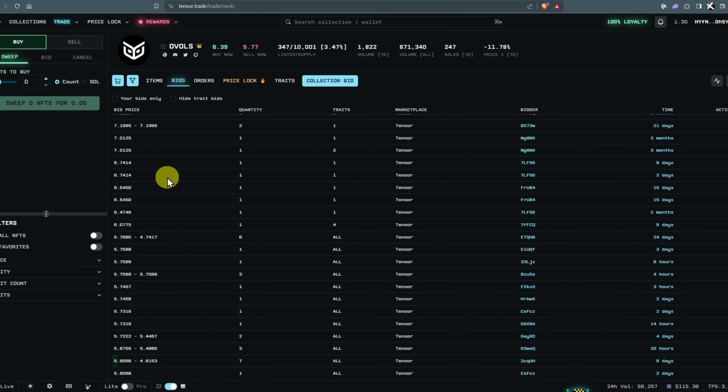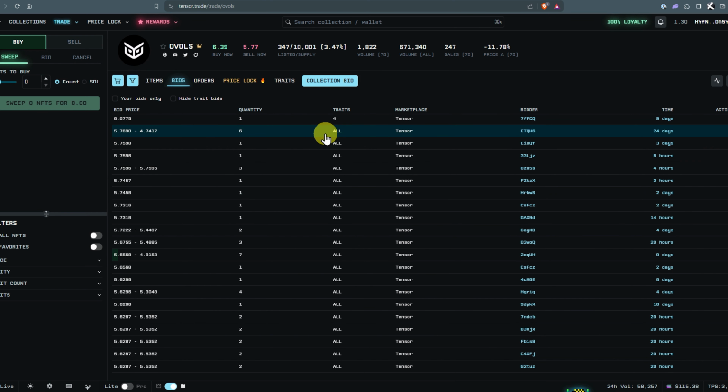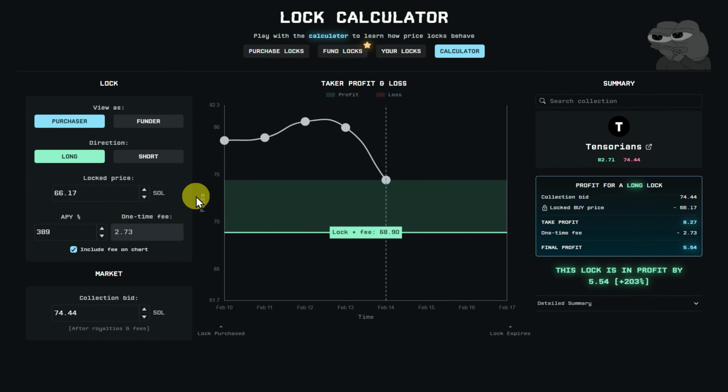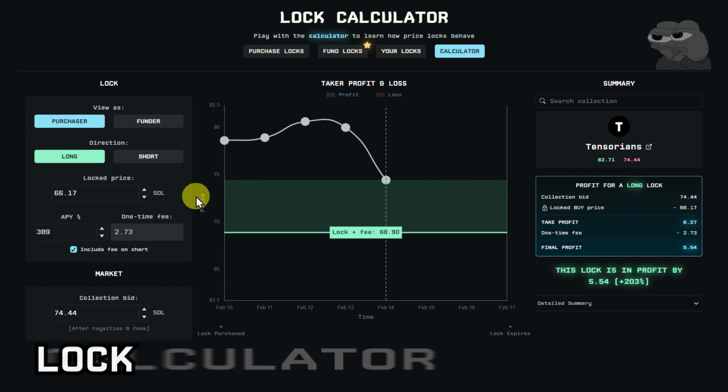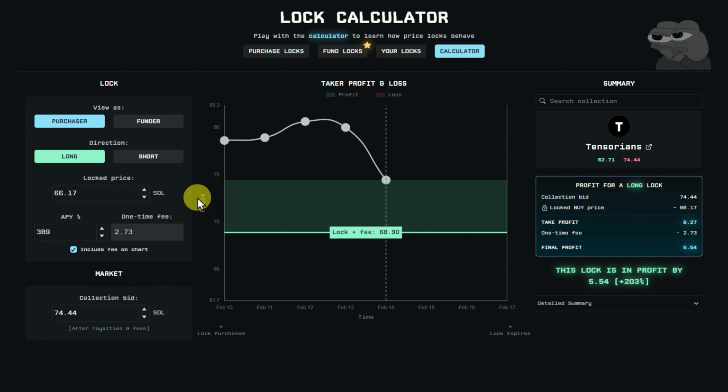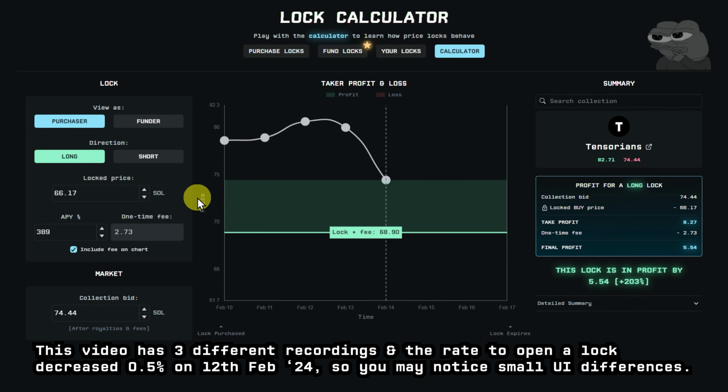So coming on down, as soon as we see all traits, so any NFT from the collection, these are the bids that people are willing to pay. So it's super important to know the difference between the buy now price, the floor price, and the sell now price, the collection bid price. Now when you're working out profit, it's very important that you use the calculator. Now just a quick note, there's been 3 different recordings to go into this one tutorial, so I could show everything in one video. And during that time, the price to purchase a lock fell by 0.5%.